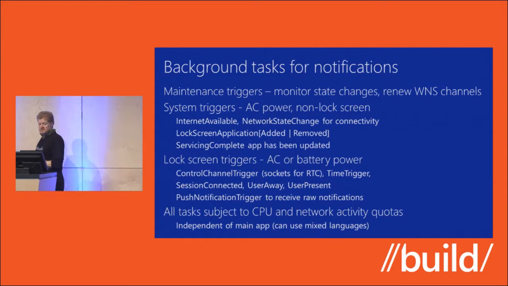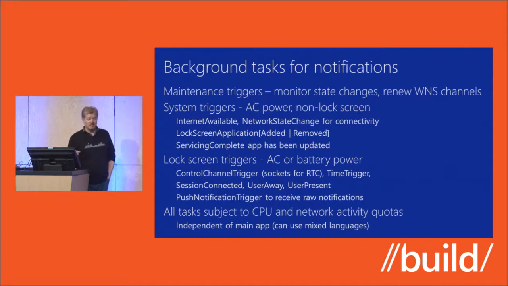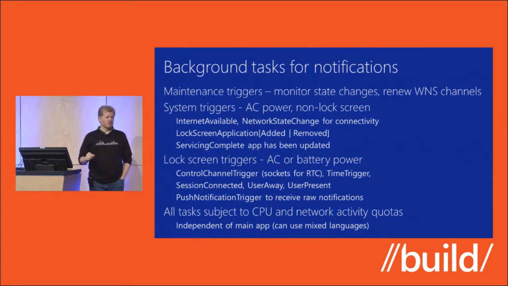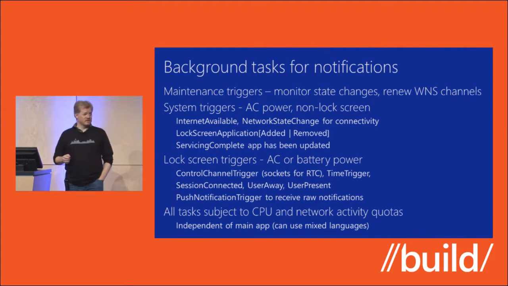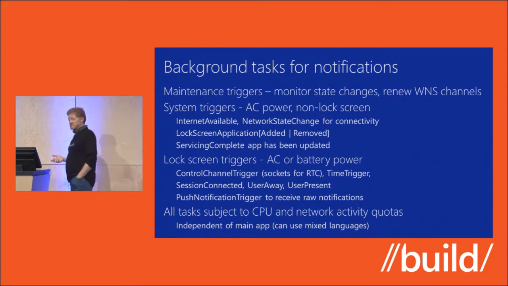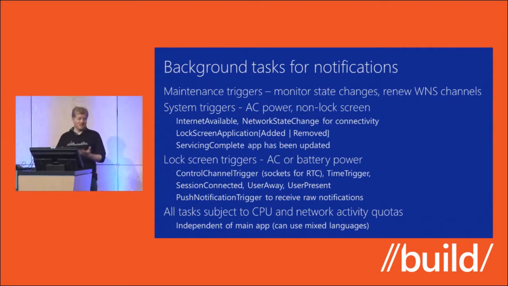There are some other system triggers you can use, things like checking whether there's connectivity, checking whether your app's been updated, checking whether your app has been added or removed from the lock screen, if you want to make some modifications there for how you're dealing with raw notifications. And then more importantly for things like updates is the ones that you get if you're on the lock screen. Specifically the push notification trigger, again to receive raw notifications. You can also do things like time triggers, which an alarm app would use. Control channel triggers, which gives you socket things for real-time communications apps. Very important to be able to run that kind of thing when you're on the lock screen. Apps may not be running, but your background task for RTC can keep VoIP things going, can keep messaging going, and so forth.